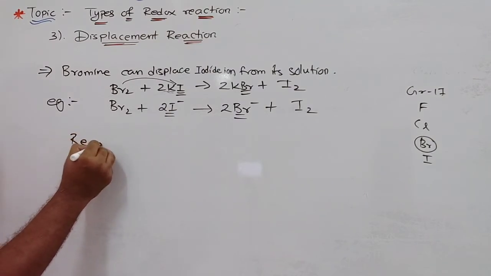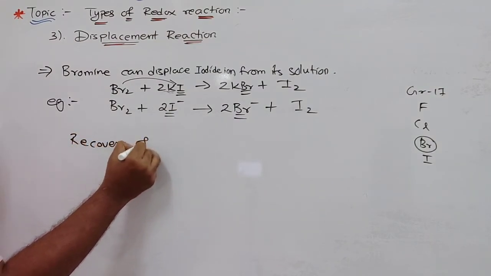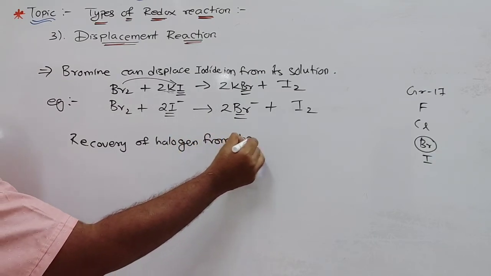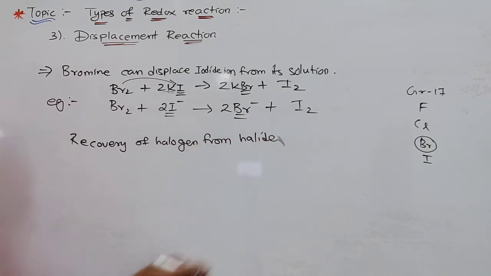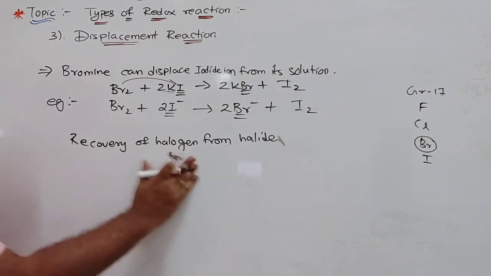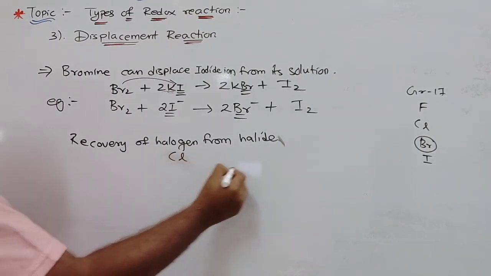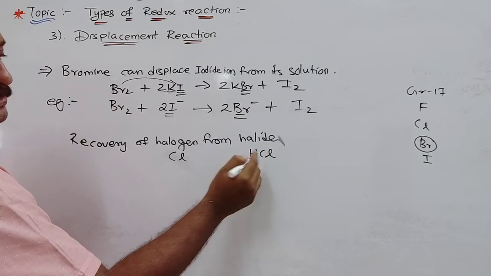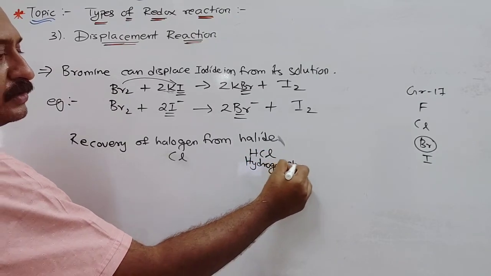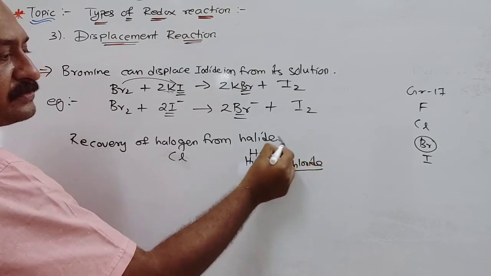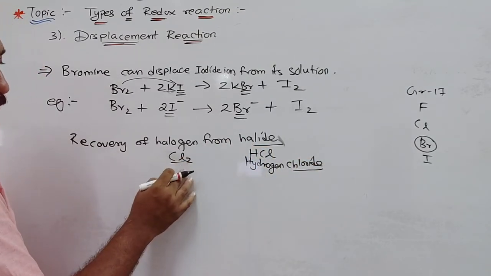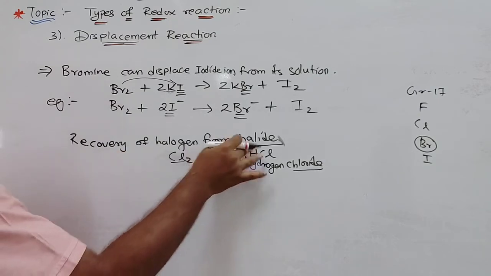What is the next topic? Recovery of halogen from halide. When we say halogen, suppose chlorine is the halogen, and the halide is HCl, which we call hydrogen chloride. That's why we use the word halide. And this one is the halogen, chlorine. So recovery of halogen from halide.